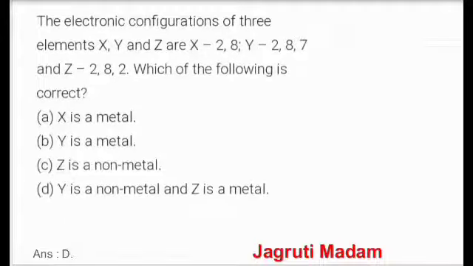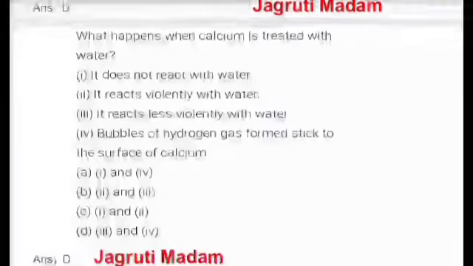The electronic configuration of 3 elements X, Y, and Z: X is 2,8, Y is 2,8,7, Z is 2,8,2. Which of the following is correct? X is a metal, Y is a metal, Z is a non-metal; Y is a non-metal and Z is a metal. The correct option is D.